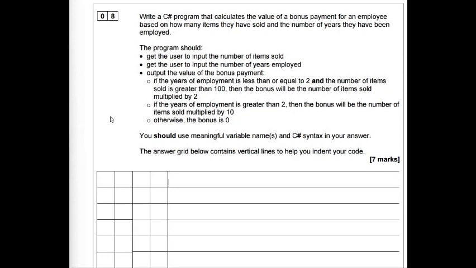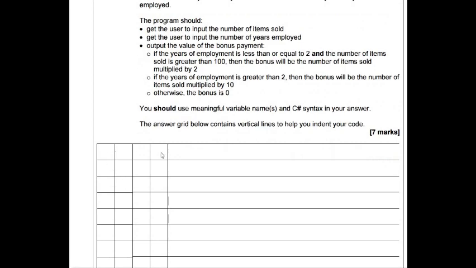But we should use meaningful variable names and C# syntax in our answer. So the answer grid is below. That contains vertical lines to indent your code. Yes, so you would need to indent. You put your code in the correct boxes.